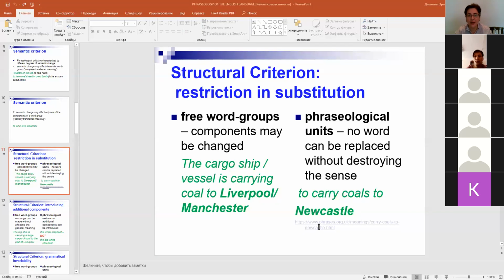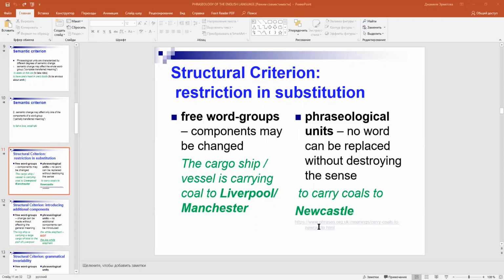For example, in our case, carry coals to Newcastle. So what is the meaning of this idiom or of this phraseological unit? So the origin, it is connected with the history. For example, Newcastle upon Tyne in England was the UK's first coal exporting port and has been well known as a coal mining center since the Middle Ages.